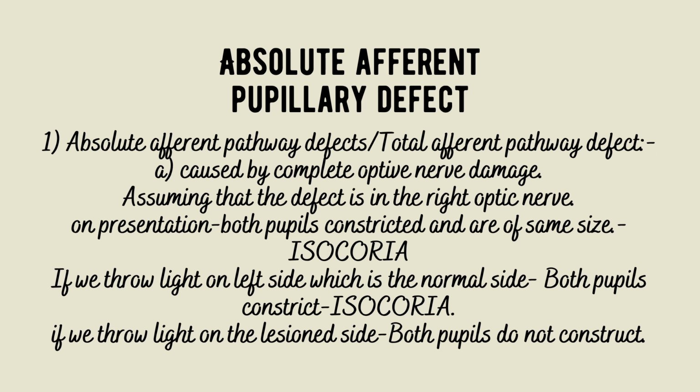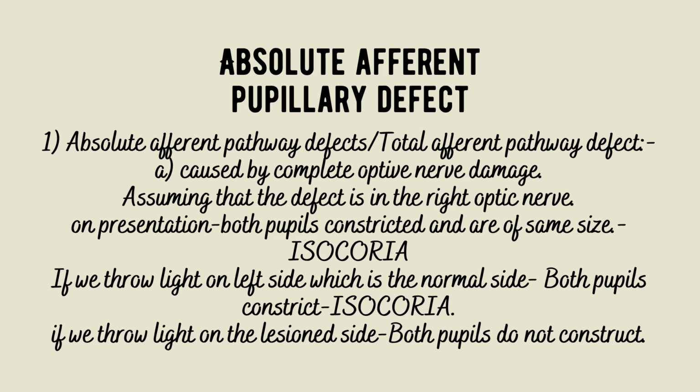Absolute afferent pupillary defect is also called total afferent pathway defect, and it is caused by complete optic nerve damage. As I have already told you, the afferent nerve is the optic nerve. So here the complete optic nerve will be damaged. Now let us suppose that the patient comes to us and we assume that the defect is in the right optic nerve.